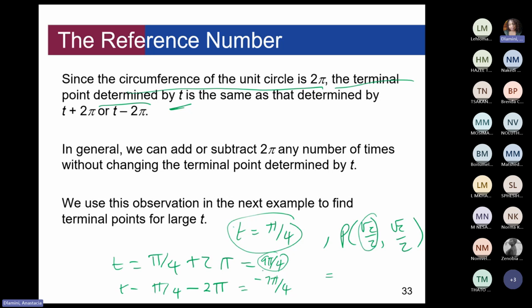root 2 over 2, and then sine of 9 over 4, you'll get root 2 over 2. And if you say cos of negative 7 over 4, you get root 2 over 2, and then sine of negative 7 over 4, you get root 2 over 2.